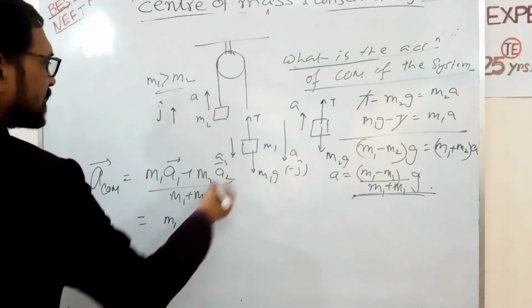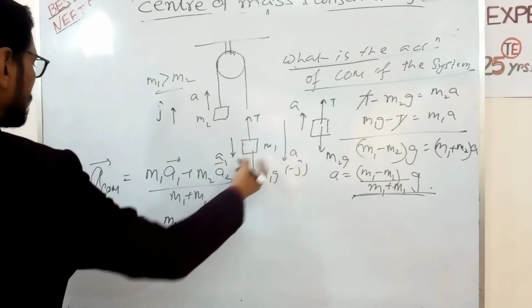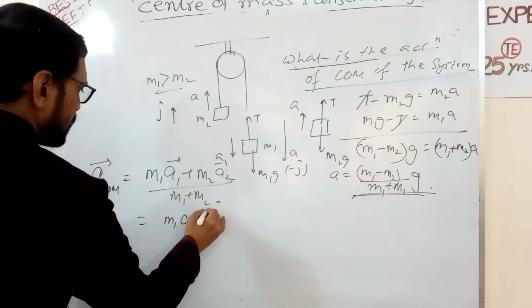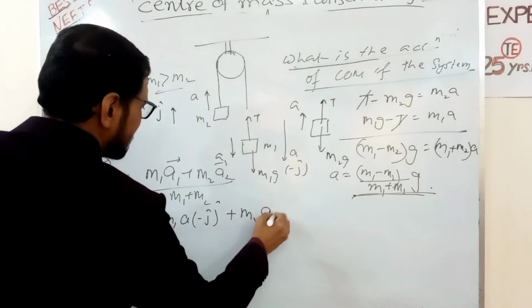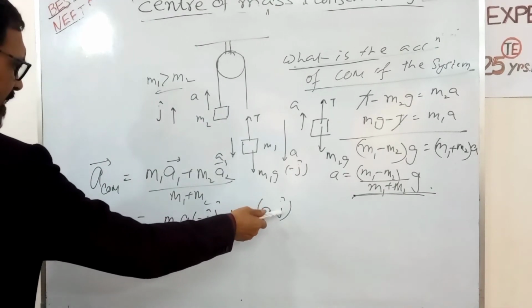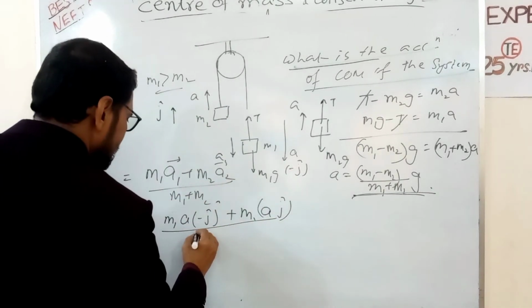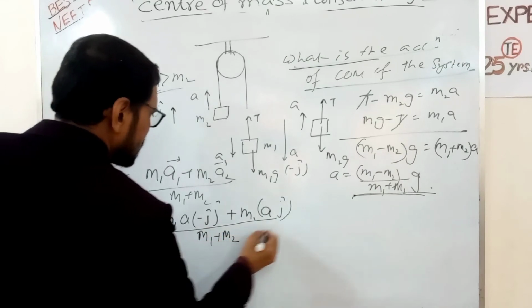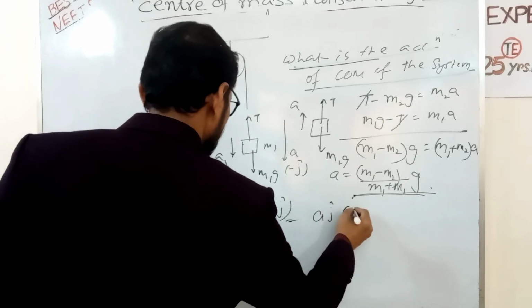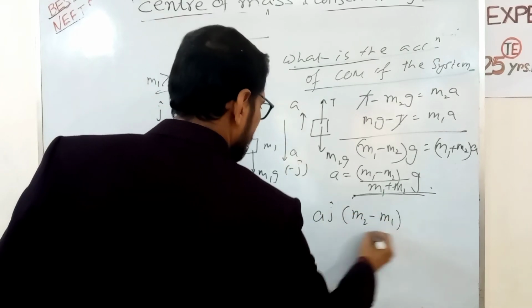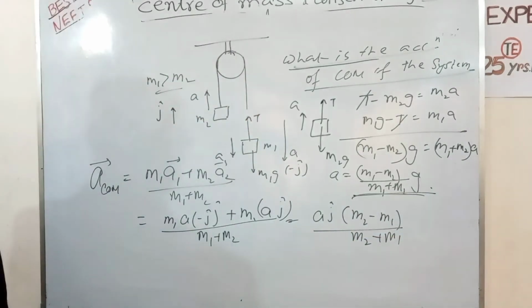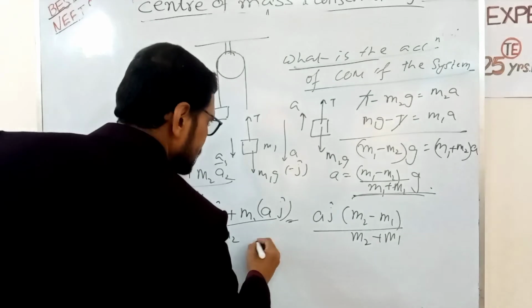So we take M1 into A1. What is A1? A1 equals vector minus j a. The magnitude is a, but we assign the vector, divided by M1 plus M2. Now take common a j, this will be (M2 minus M1) by (M2 plus M1). Now put here a, we get this.